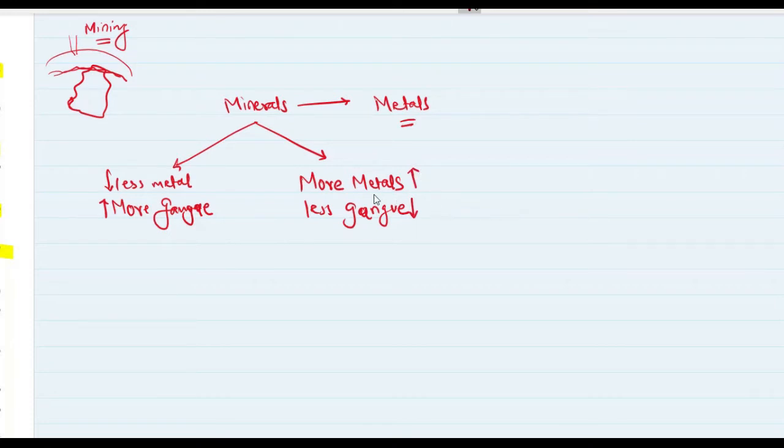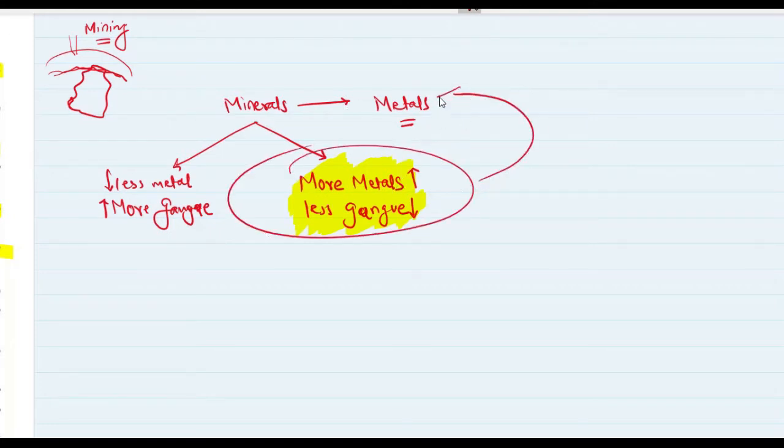We are interested in the second one, the minerals which contain more metals, more metallic component, and less impurity. From these kinds of minerals we extract metals profitably, conveniently, and commercially.